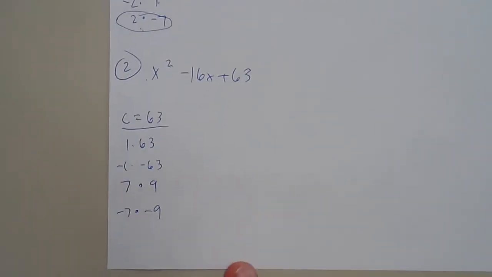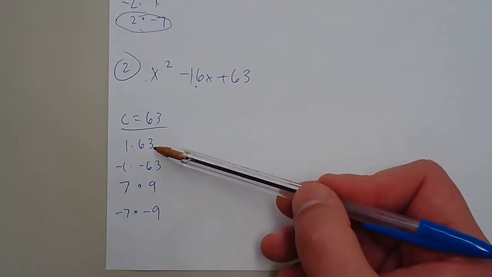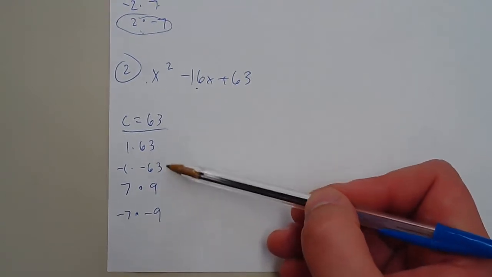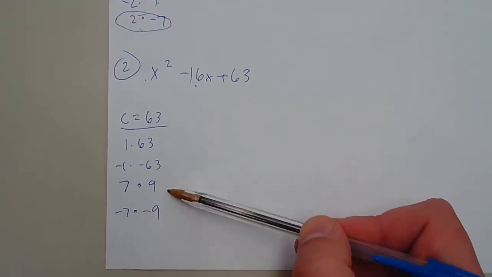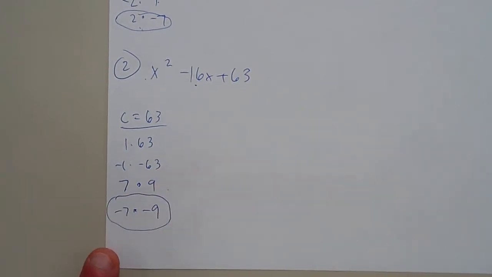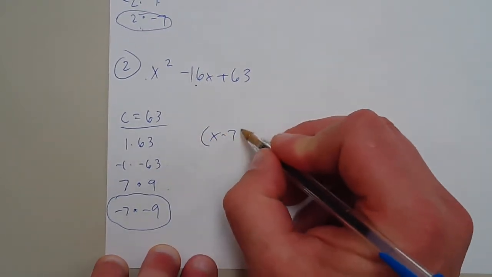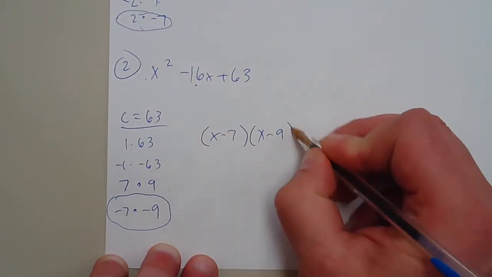And as you do a lot of these, you're probably going to get to where you don't have to write these out and you can just think of them. But again, we want the pair that adds to negative 16. So pretty obviously not those. That's 64. That's negative 64. That's positive 16. Close to what we want, but not quite. This one is negative 16. So now your factored form is just going to be right here, x minus 7 and x minus 9.